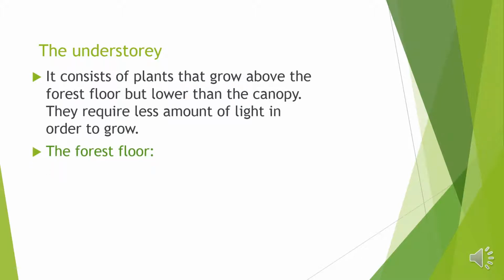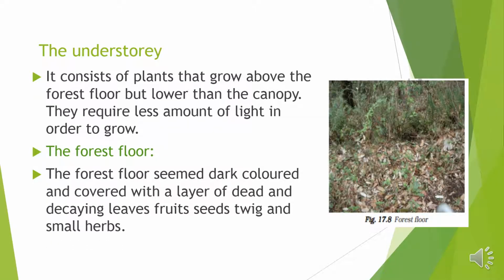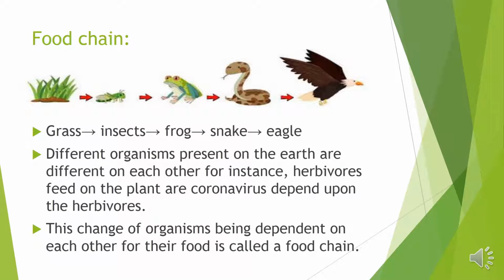The forest floor. The forest floor seems dark colored and covered with a layer of dead and decaying leaves, fruits, seeds, twigs and small herbs. Food chain. Different organisms present on the earth are dependent on each other.